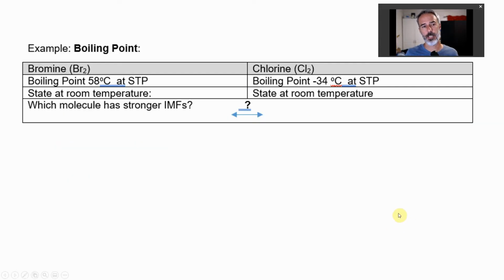Let's look at this for a second. So we've got the boiling point here of a couple of different substances at STP. You can see that bromine boils at 58 degrees Celsius at standard temperature and pressure, whereas chlorine boils at negative 34 degrees Celsius at STP. What I want you to predict, and don't worry about being wrong here, is which of those two molecules must have stronger intermolecular forces.